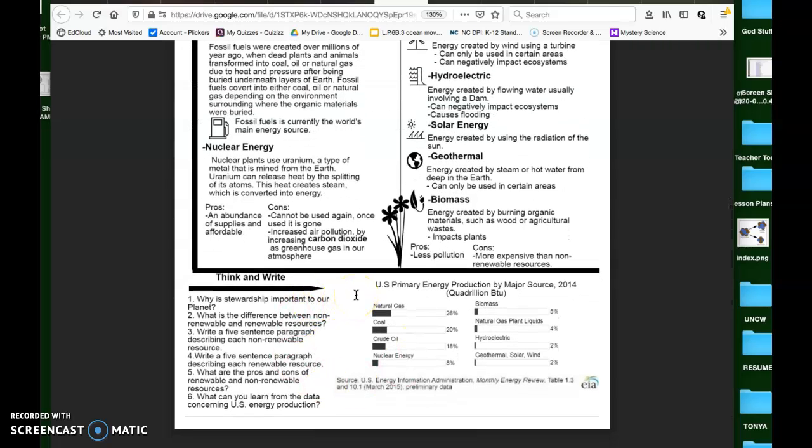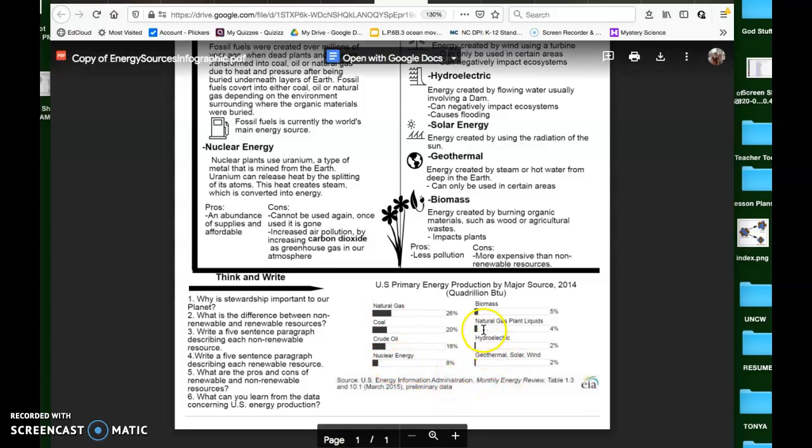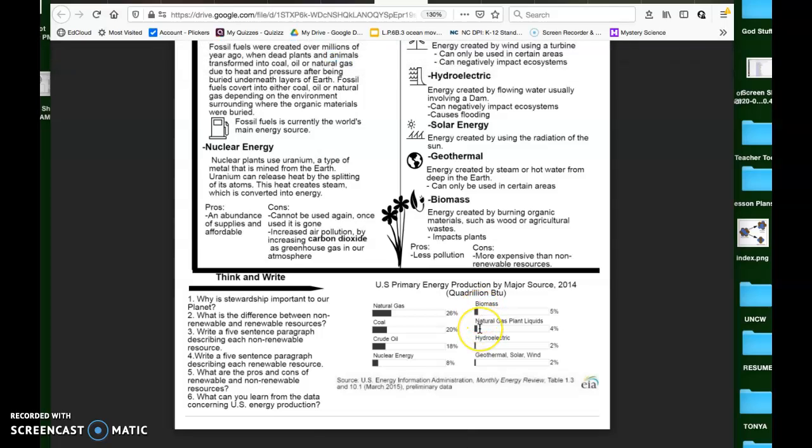Please pay attention to this graph too. This is from 2014, so it's a little bit dated because it is 2021. But for the most part, we rely a lot on non-renewable types of energy, like crude oil, which will be made into your gasoline or your diesel, coal, and natural gas. And we don't rely as much on nuclear, geothermal, hydroelectric, biomass, or other natural gas plant liquids. So I want you to pay attention to all of those. Read everything on this infograph.